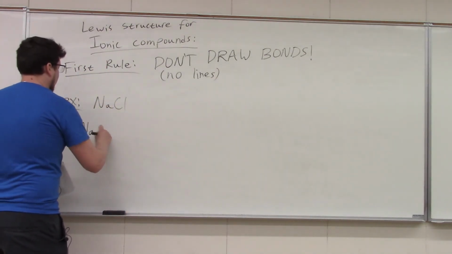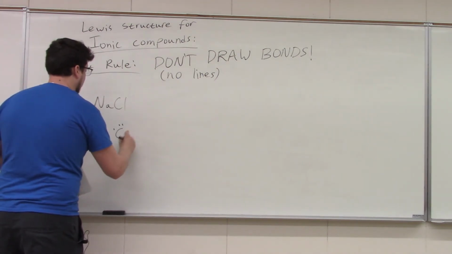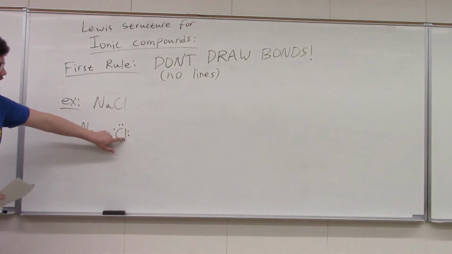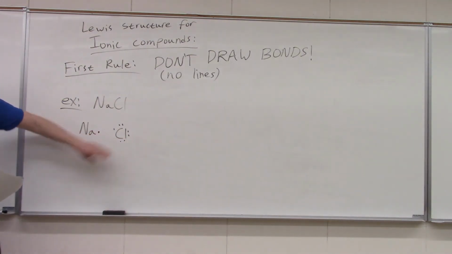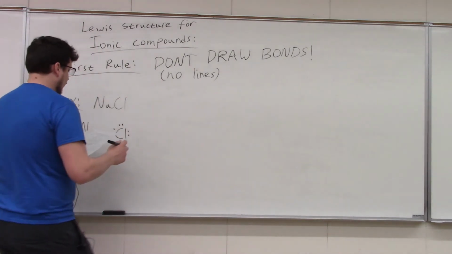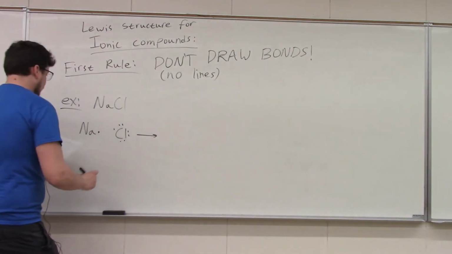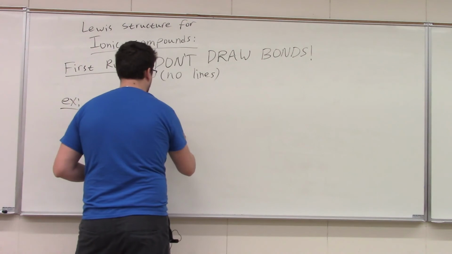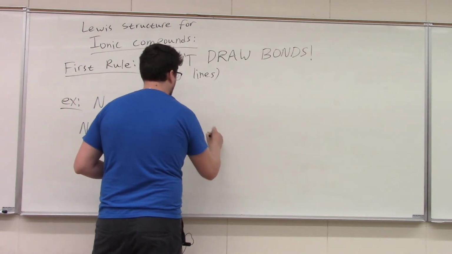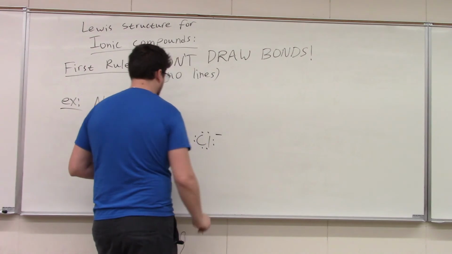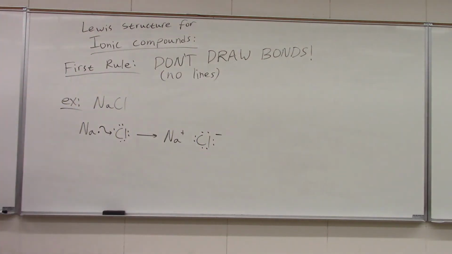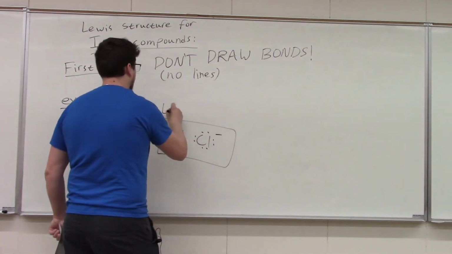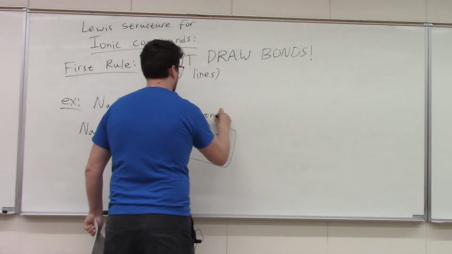All right. Here are our Lewis dot structures of just the elements. Sodium has 1 valence electron, chlorine has 7. The reaction happens. This electron moves over like so. We get Na plus. We get Cl with 8 dots and a minus. That's it. That's your Lewis structure.